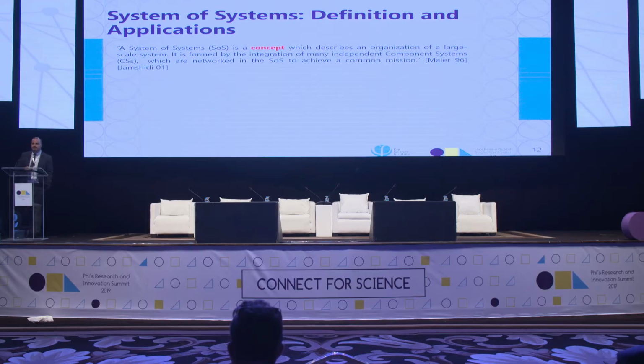Now we move to talk about system of systems. Now the terminology for system of systems comes from literature. Basically, it's a concept. It's not something physical. System of systems is a concept that represents a coalition or a group of component systems that are cooperating together to achieve a common task, which is beyond the capability of each one of the component systems.